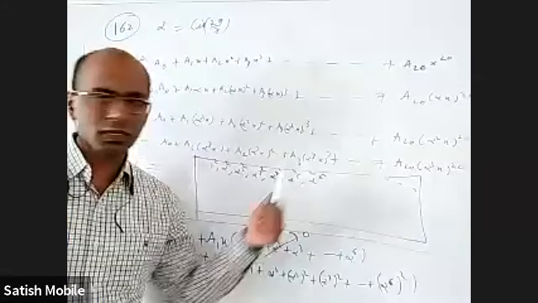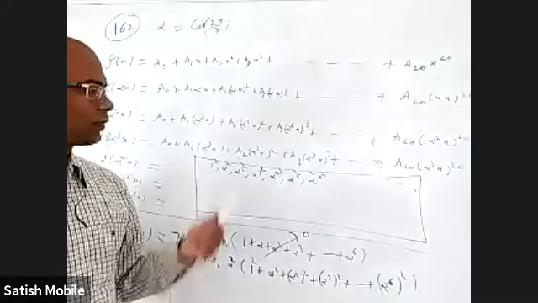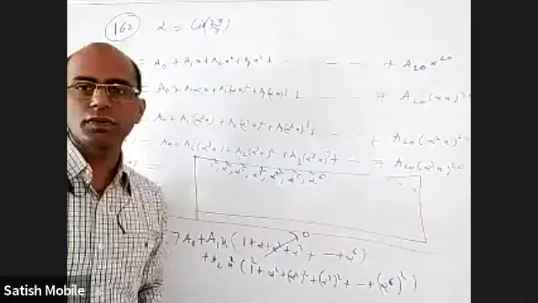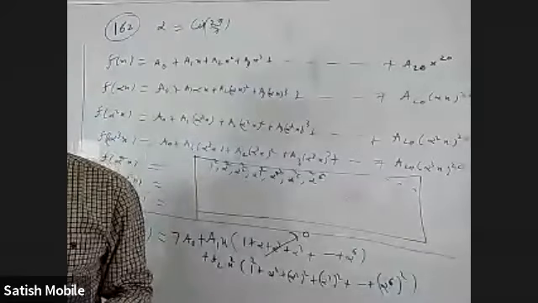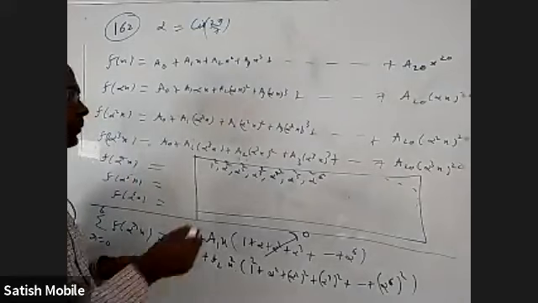If I take power 4, will it become 0? If I take power 5 everywhere, will it come 0? If I take power 6 everywhere, will it come 0? If I take power 7 everywhere, will it come 0? No. Up to 6 fine, but 7 is not fine. Why?